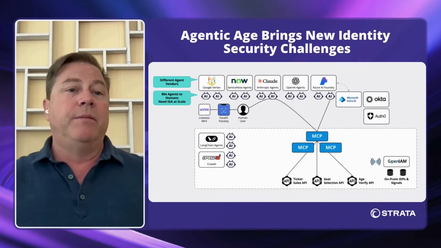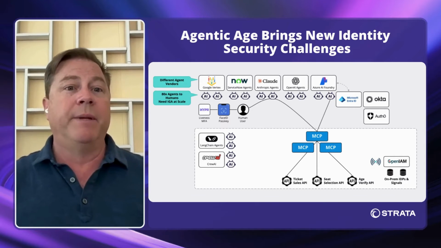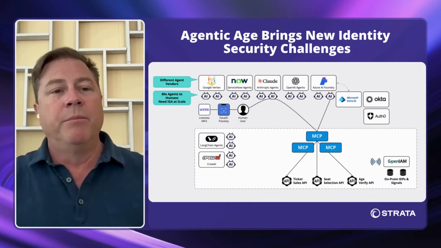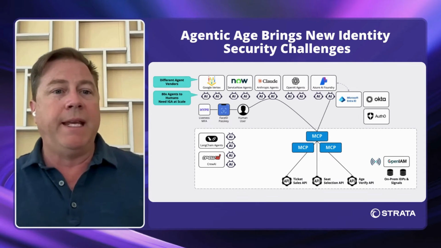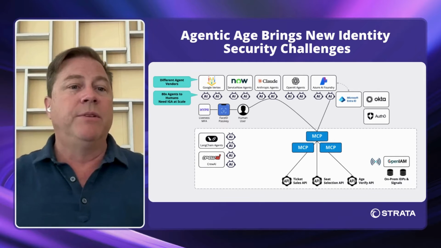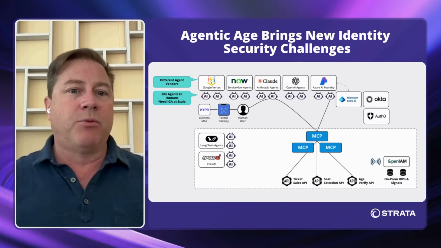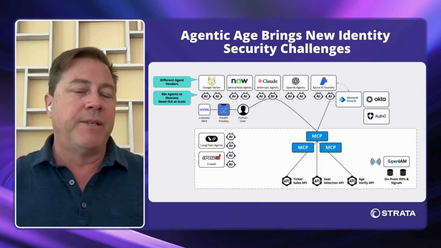And then the second issue is the scale of how many agents there are. And it's astounding, right? If you choose a number, what I've seen is anywhere from 50 to 80 times the number of agents to humans. And what this does is drive the need for IGA at a completely different scale than we've ever seen before.